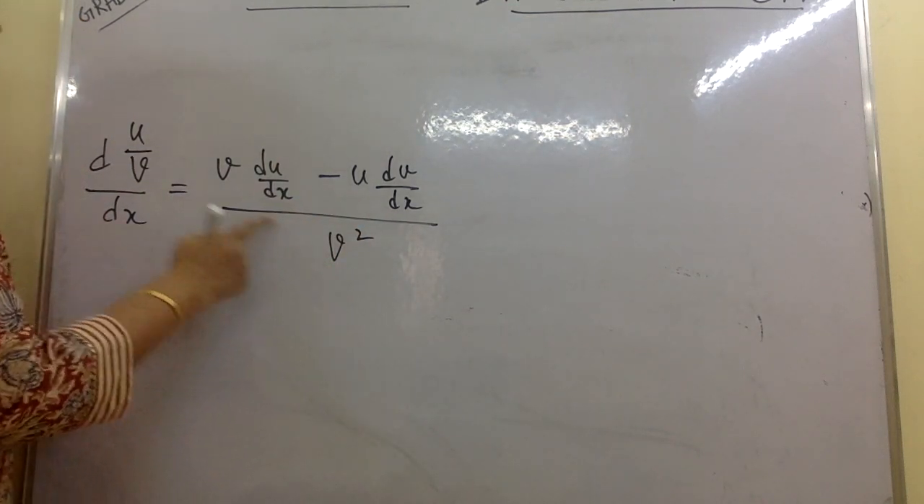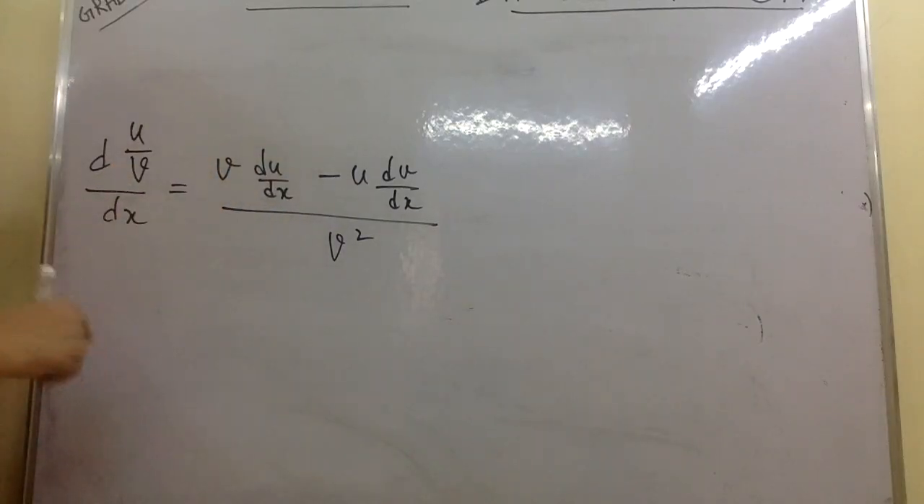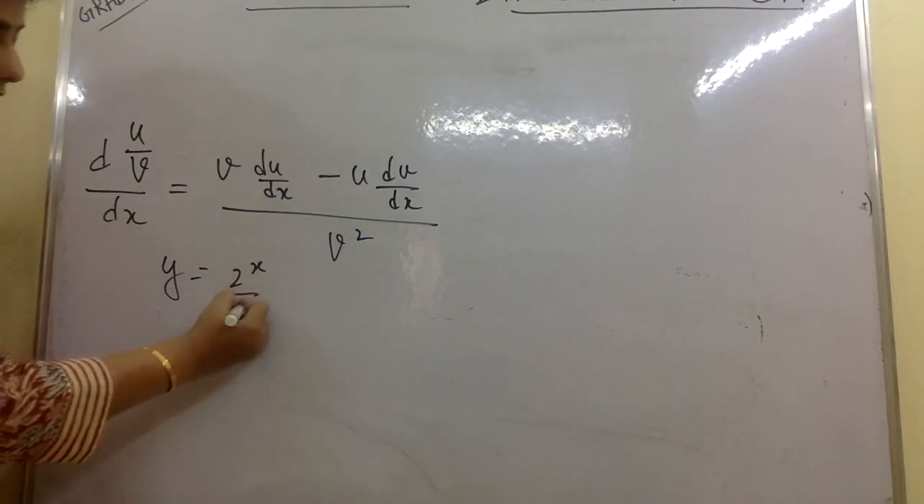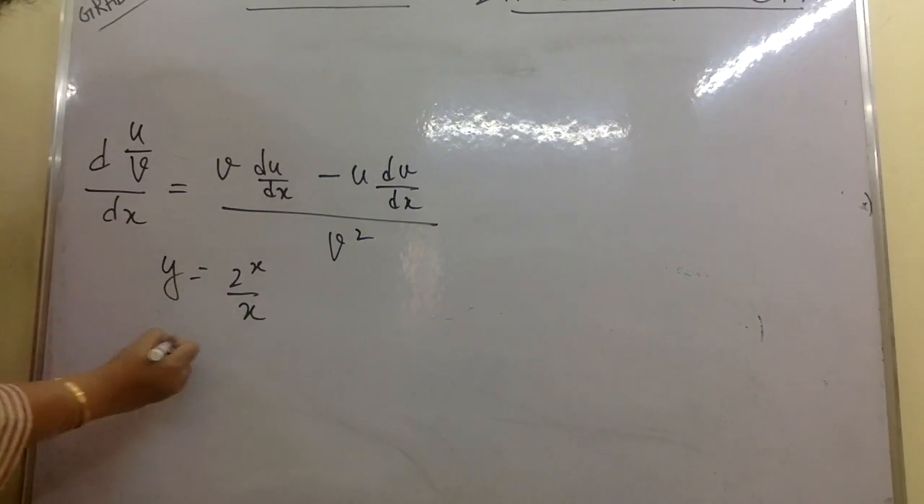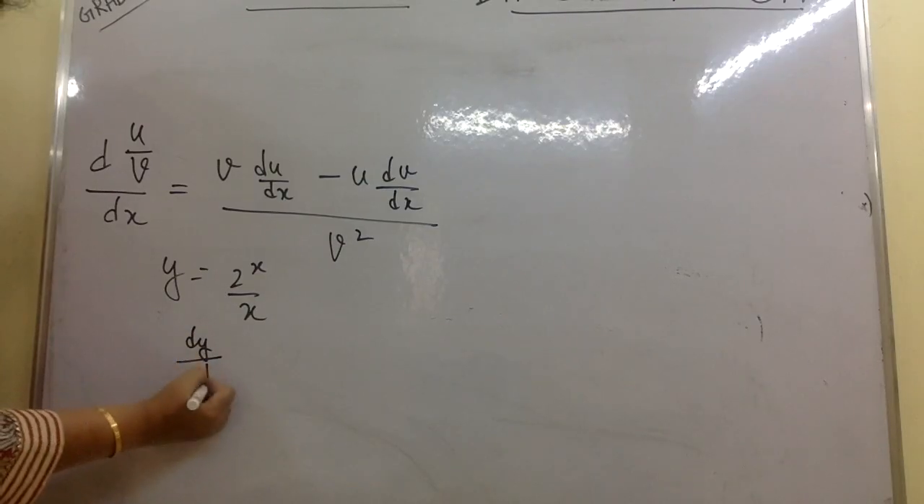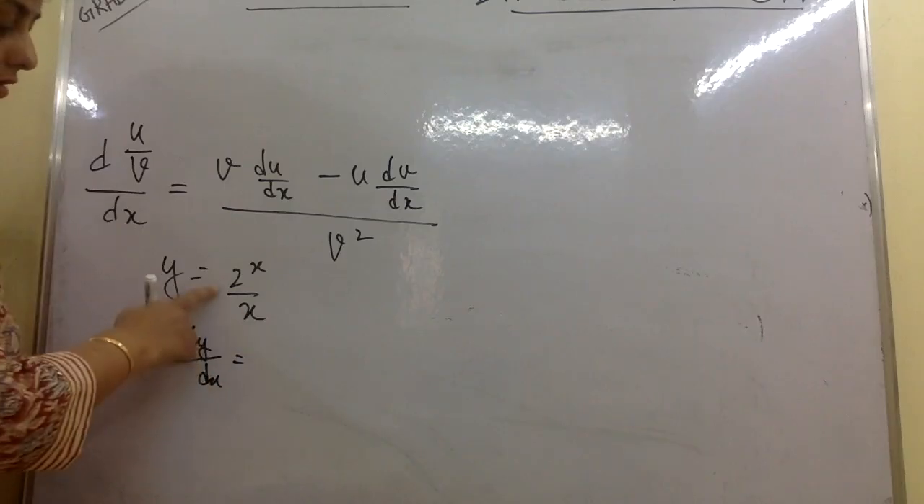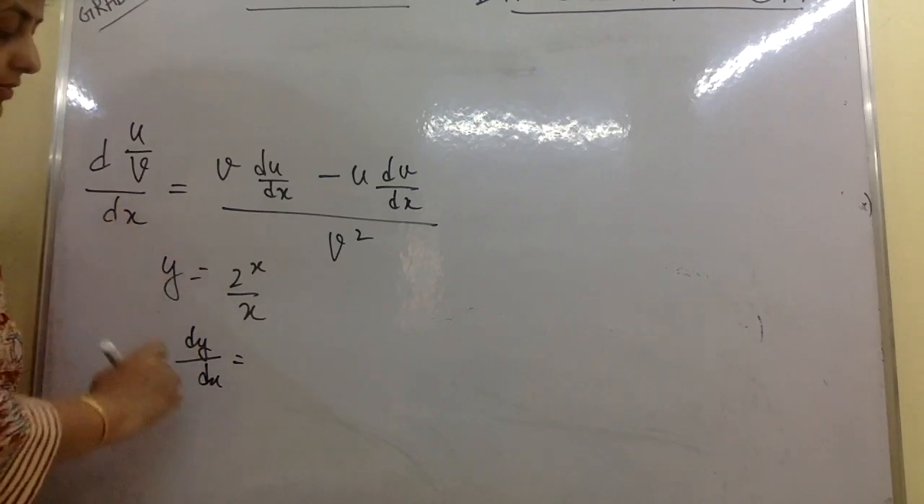This will not be differentiated straight from here, it will be copied. So once we do a sum, you will know what exactly I mean. y is equal to 2 to the power x by x. This is u, this is v. So dy by dx is, now you have to recognize, yes, this is u by v. This is something divided by something.